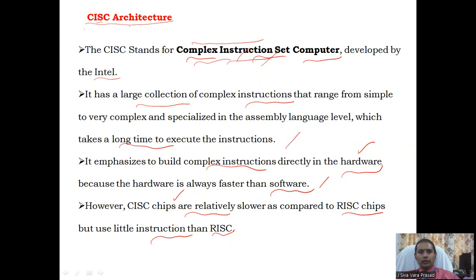So these are some of the points. What is the final observation on CISC and RISC? In CISC, we have complex instructions, and these instructions are processed through hardware, while the reduced instructions in RISC are processed through software. RISC has fewer instructions, whereas here we have more instructions, so it requires more clocks to execute the instructions.